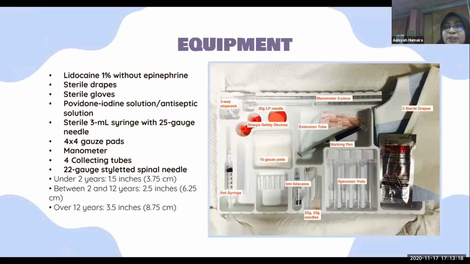Next, we need to prepare the equipment. We need lidocaine 1% without epinephrine, for anesthetic purposes. Then sterile drape, sterile gloves, antiseptic solution, and a sterile syringe with a 25 gauge needle, used for injection of the lidocaine. Then gauze, a manometer, which is to measure the opening pressure, and collecting tubes. And lastly, a 22 gauge stylated spinal needle. These are the guidelines for the needle according to the age of the patient.